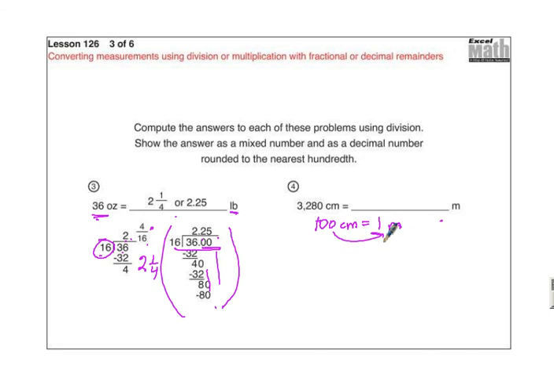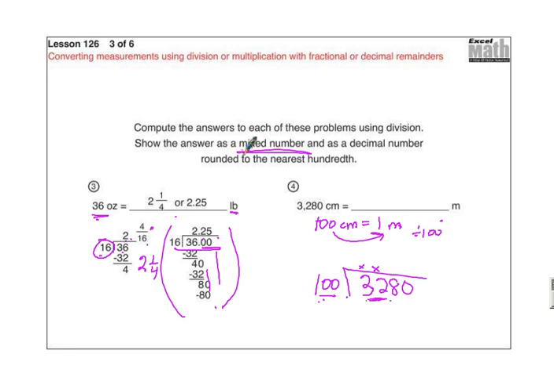So to go from here to here, I'm dividing by 100. So I'm going to take the number 3,280 and divide that by 100. How many 100s are in 3? None. How many hundreds are in 32? Still none.